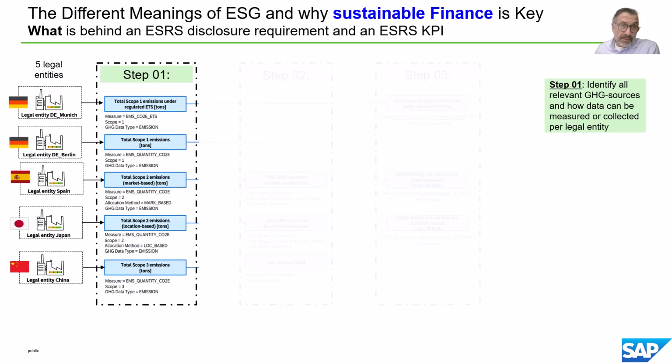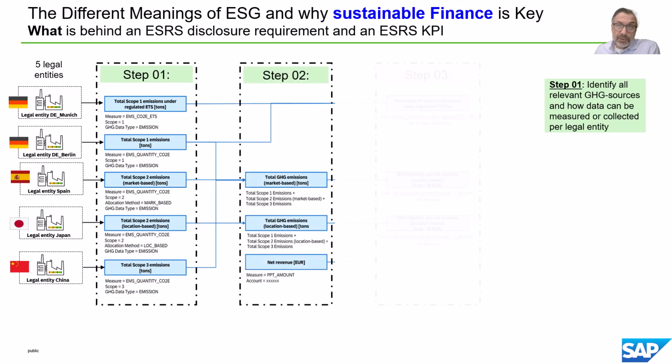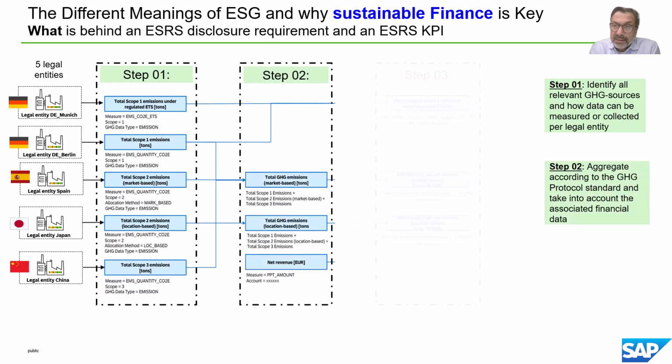Either you can measure them or you have to collect source data in order to derive the emission data based on the source data. This is step 1. Step 2 is then aggregate according to the requirements that are described in the Greenhouse Gas Protocol, because the Greenhouse Gas Protocol is part of the ESRS standards, and take into account the associated financial data. So in this picture you can see that you have to identify the net revenue in order to mix this net revenue up later on with the emission data per legal entity. So this is step 2.